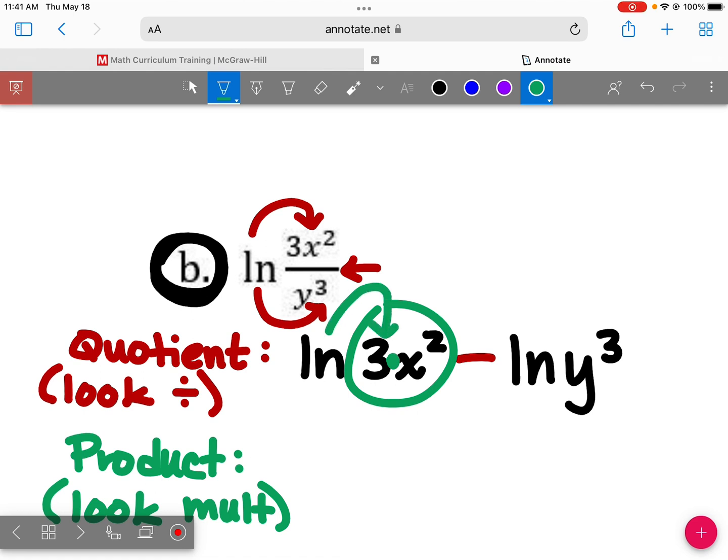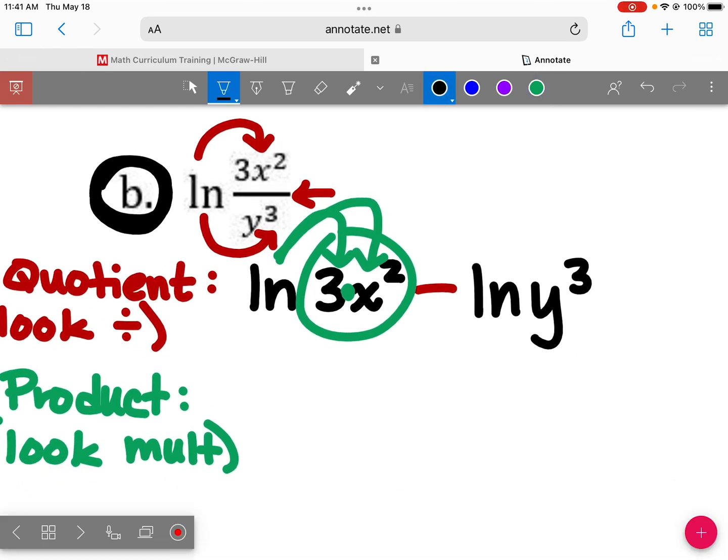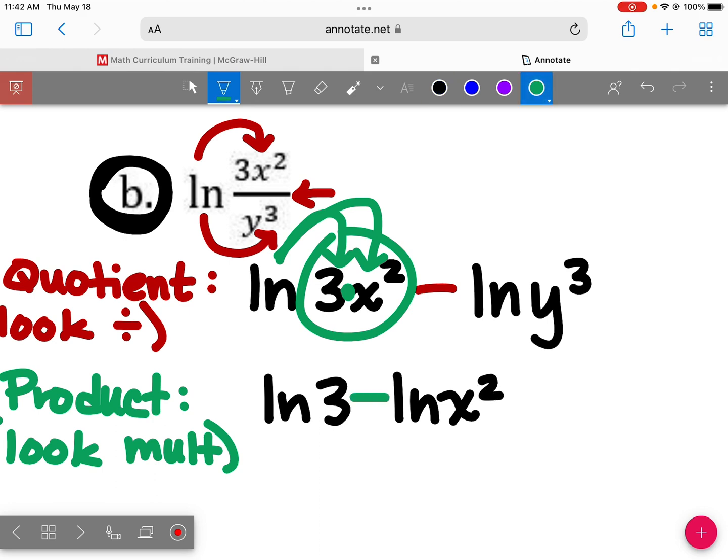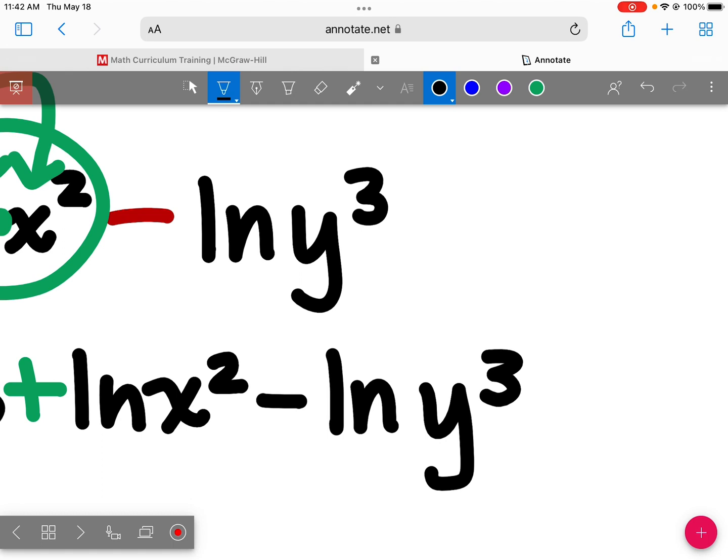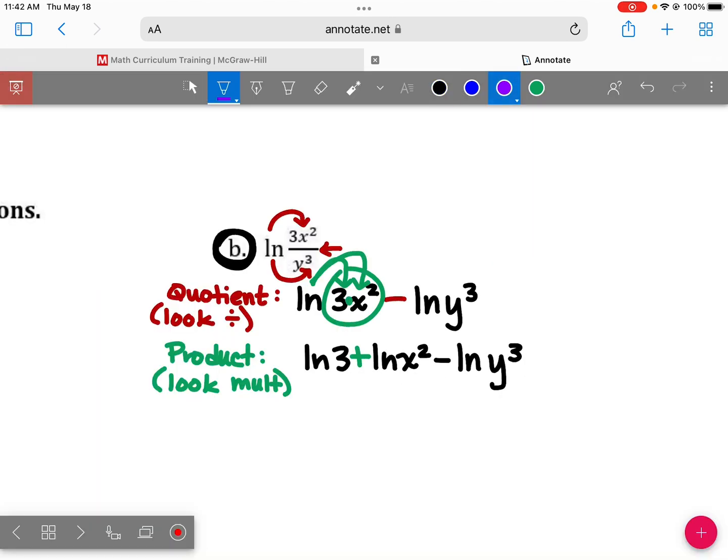So ln is going to distribute here. This isn't really distributing, but you can think of it like that. Each of these is going to get their own ln, their own log. So natural log of 3, natural log of x squared. What do I put in between those two? Addition. I bring down minus ln y cubed. Everything in reverse.